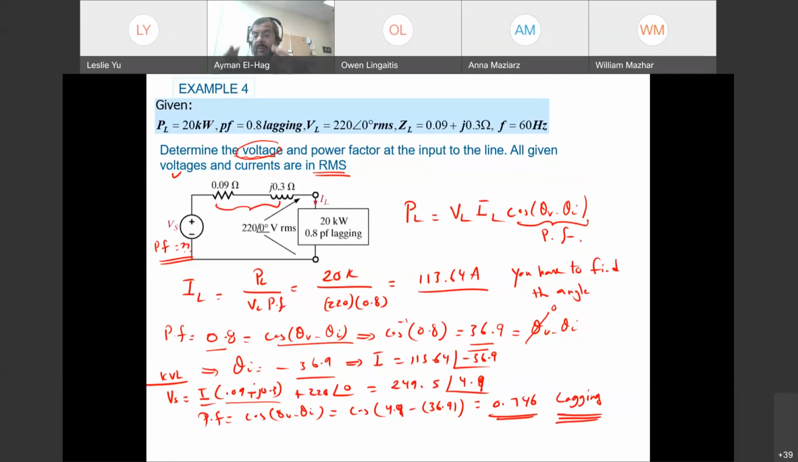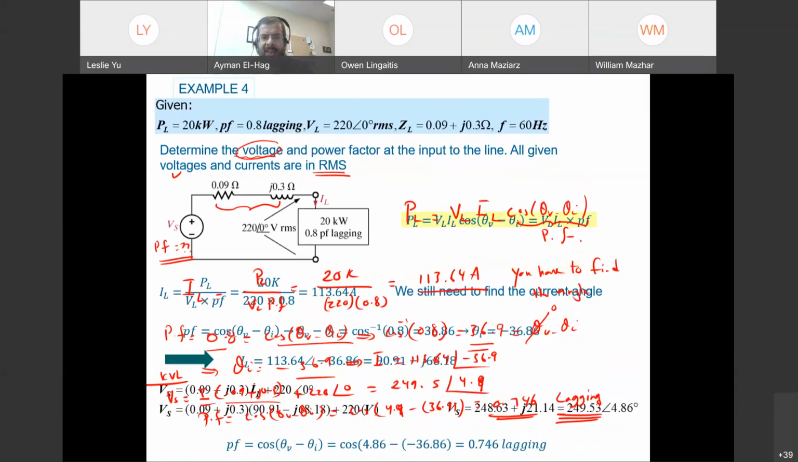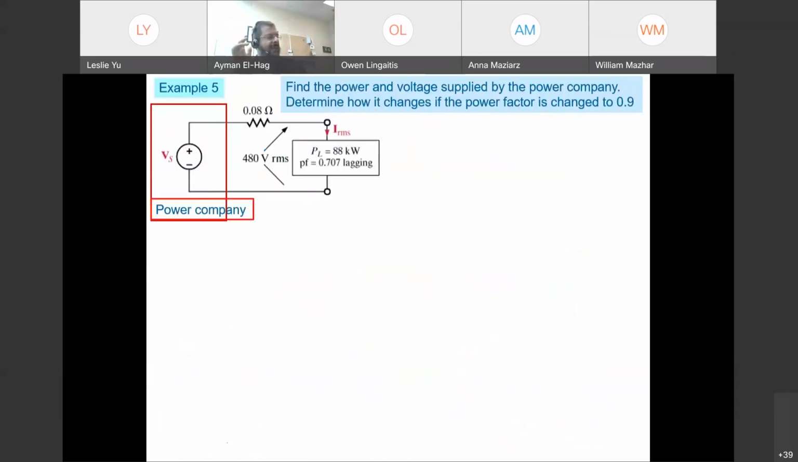Because as I said, when you give me the power factor, it could be leading, it could be lagging. It's two different values. You have to tell me that you understand that this is an inductive circuit and always the power factor will be lagging. Okay, so this is the answer here in detail. Now let's have the last example in our notes.